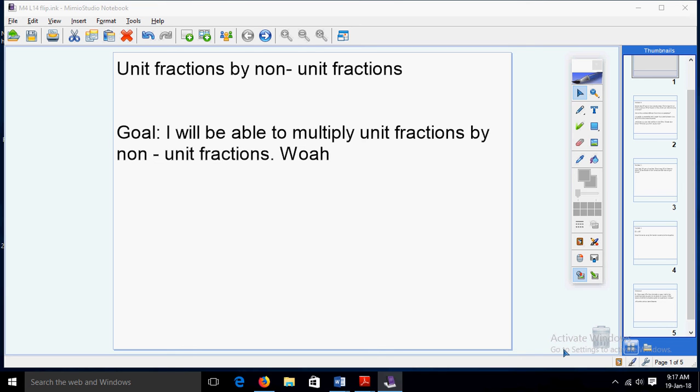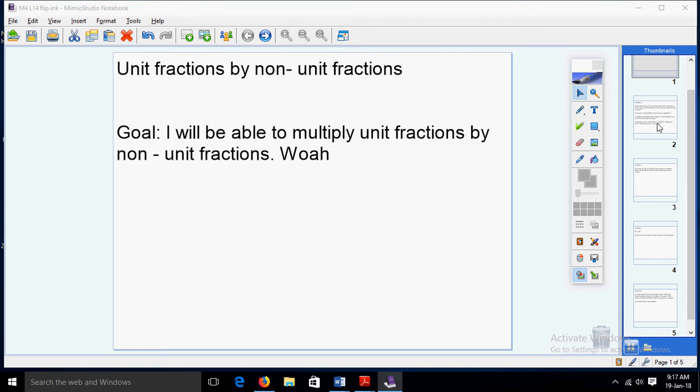All right, so we are on lesson 14, unit fractions by non-unit fractions. Our goal: I will be able to multiply unit fractions by non-unit fractions. Yesterday we looked at unit fractions by unit fractions. Remember, unit fractions are one of something, so 1/3, 1/2, 1/4. But now we're multiplying those by non-unit fractions, so we might see something like 3/4 or 2/3.